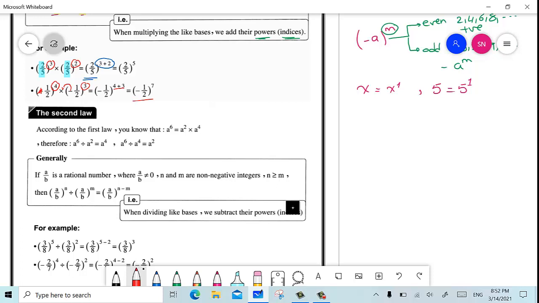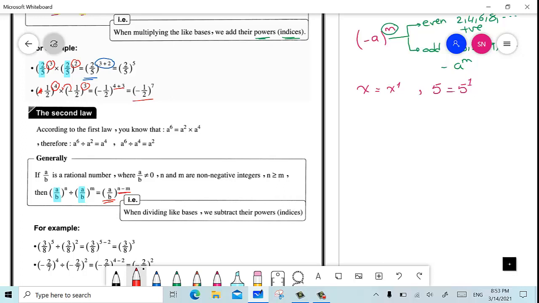The second rule we are going to take, and that we have taken before in primary 6, is for division. Again, if I have the same base, then I'm going to subtract powers. The most important thing is that I have the same base. So for example, if I have (a over b) all to the power of n divided by (a over b) all to the power of m, here the base is the same, a over b. So to find the answer, I'm going to make a over b to the power of n minus m. When dividing like bases, we subtract their powers or their indices.